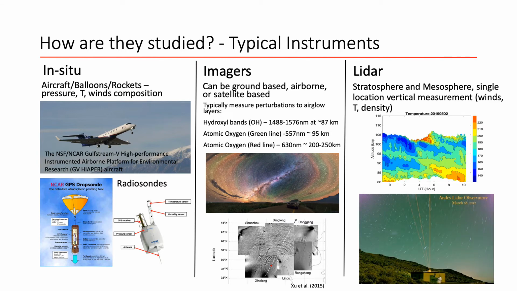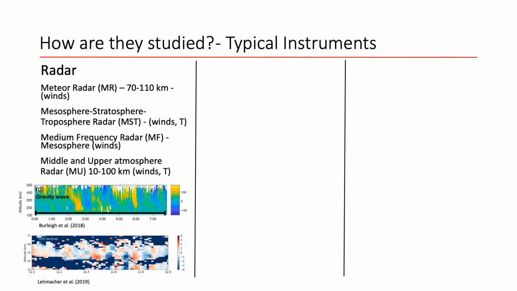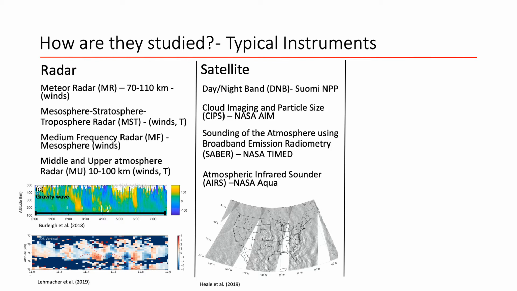LiDAR is another popular way of measuring gravity waves, and this provides an altitude-time profile of the wind, temperature and density in the stratosphere and mesosphere, depending on the type of LiDAR that you're using. Radars provide another popular measure of gravity waves. This can be done through various radars, and you can measure from the troposphere up into the ionosphere, in fact, using these different radar methods.